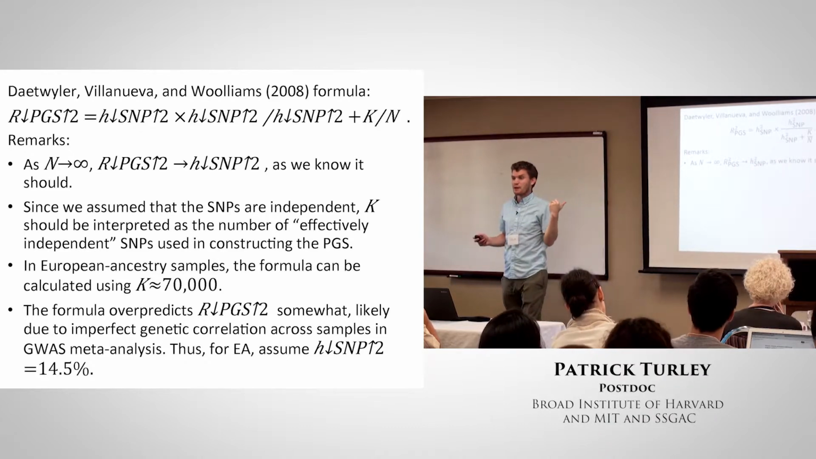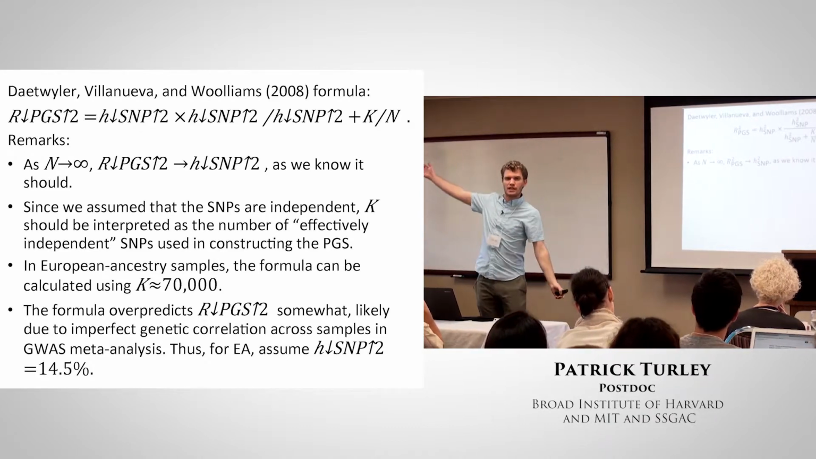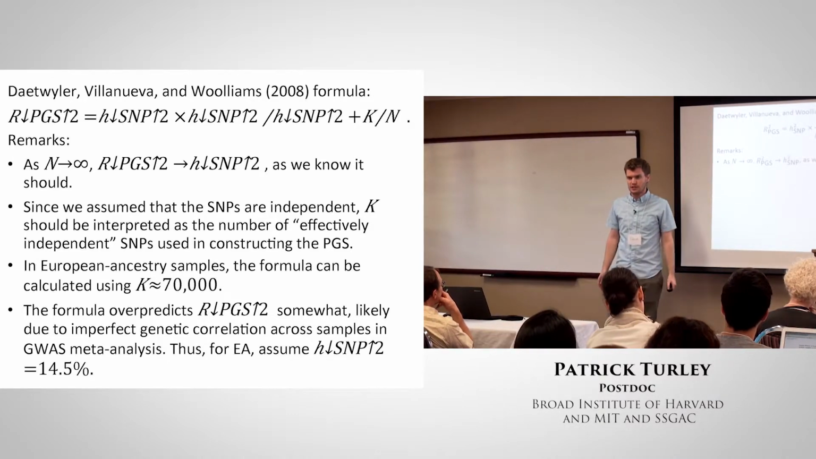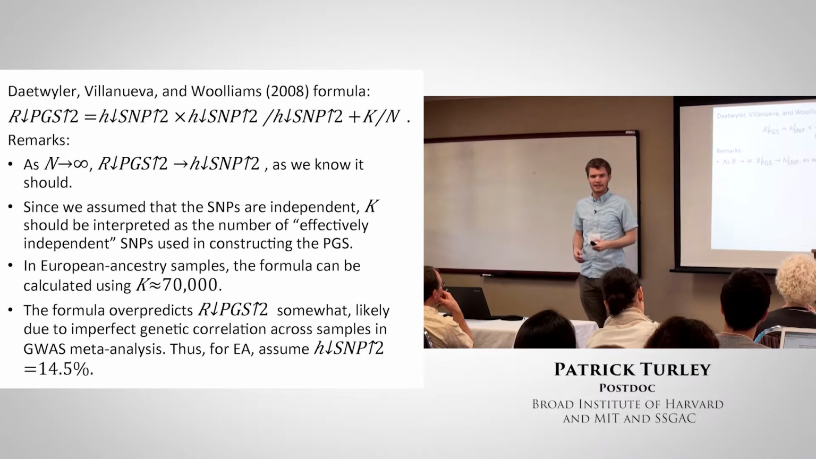And so this is the claim I was making before. Before I claimed that if you have a really large sample size, the r squared of the score is going to converge to the SNP heritability. And so we have that here.